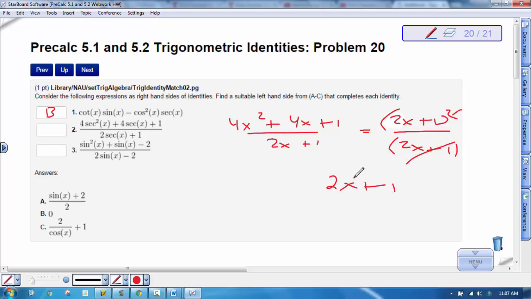which is really just 2 times secant. We used secant for x. So 2 secant of x plus 1. Which, secant's really 1 over cosine, so I'll replace this with 1 over cosine. And what you find is it's this one, c. So there's c means this must be a.